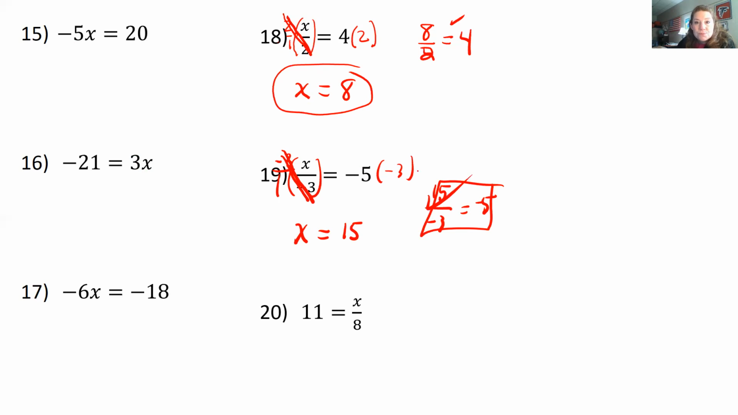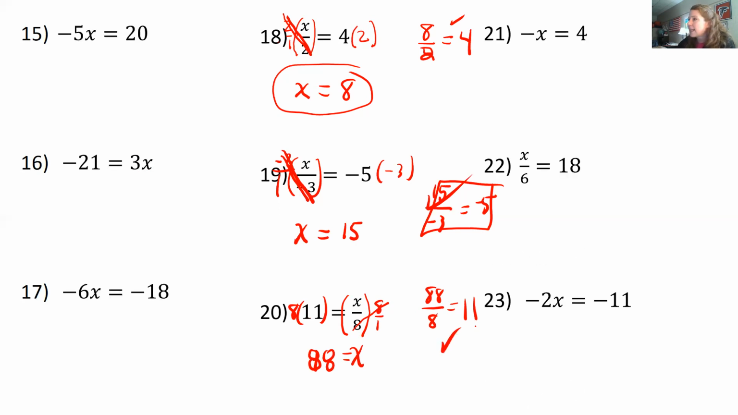Yep, that's true. Number 11, the x is on the right side this time. X divided by 8. What's the opposite of dividing by 8? We're going to multiply by 8, which basically cancels. We're going to multiply both sides by 8. So x is equal to 11 times 8 is 88. So if I plugged it in, does 88 divided by 8 equal 11? Yes.